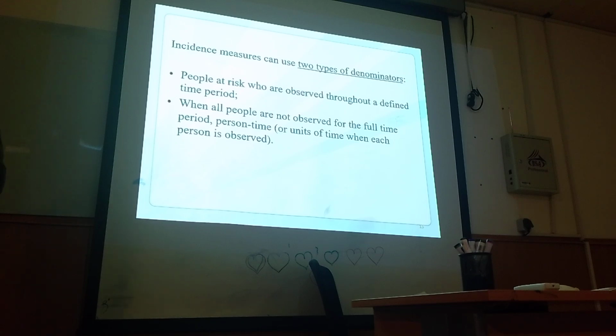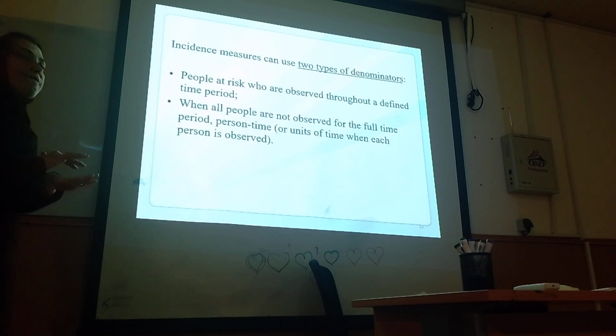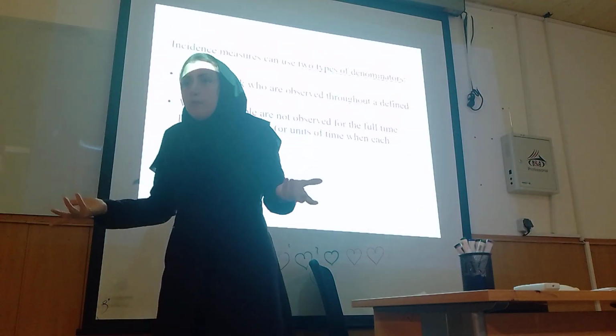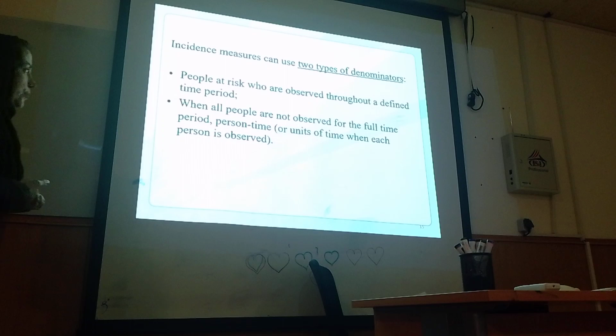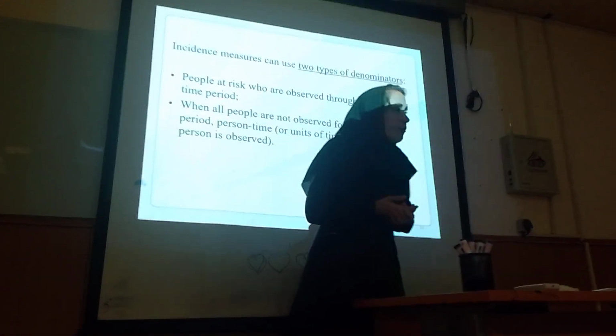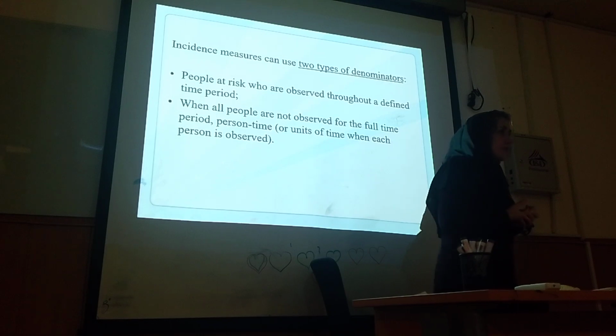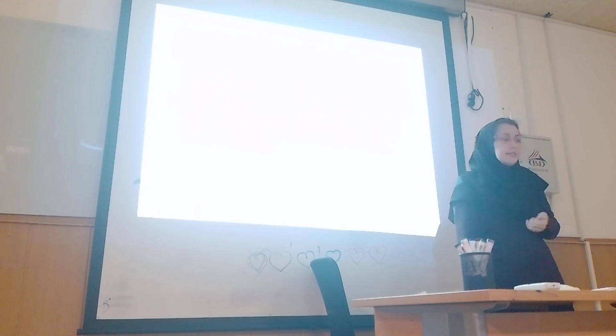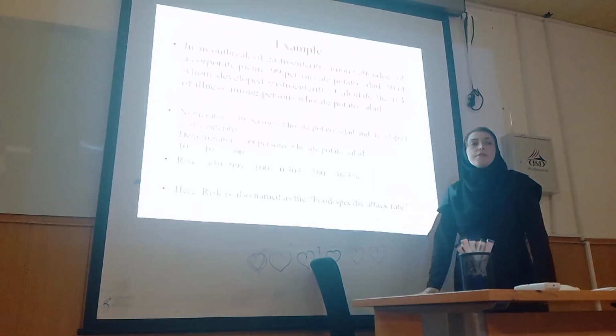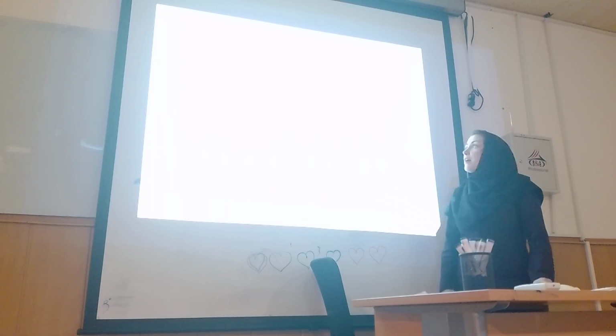Sometimes people at risk are observed throughout a defined time period. We do not have any loss to follow up. But sometimes we have loss to follow up. How can we find the differences and what does this sentence mean? Please let us review some examples to be clarified.